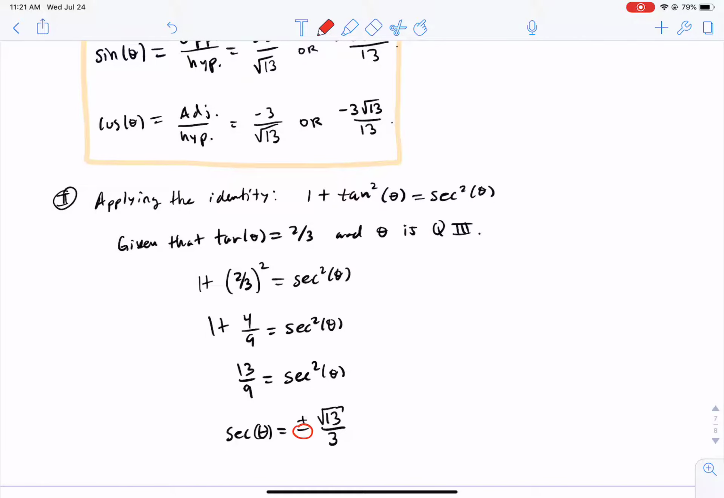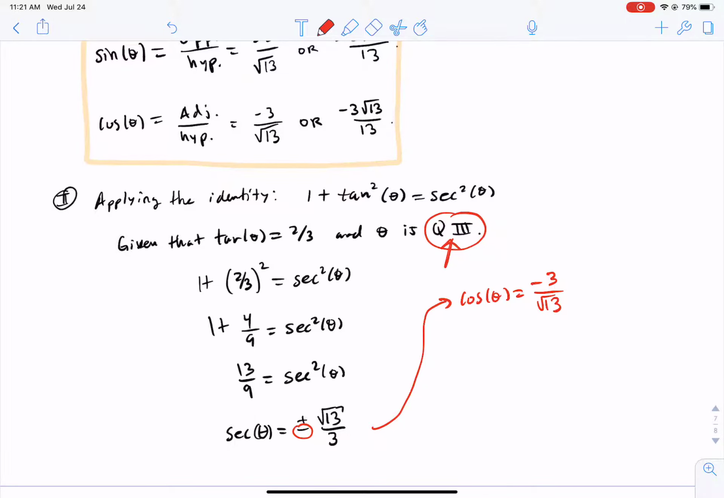We are reminded that in quadrant 3, cosine will be negative. So secant, the reciprocal of that, will still be negative. You're not doing the negative reciprocal of it, you're just doing the reciprocal, right? So we know that cosine theta will be negative 3 over the square root of 13. So now we know cosine.